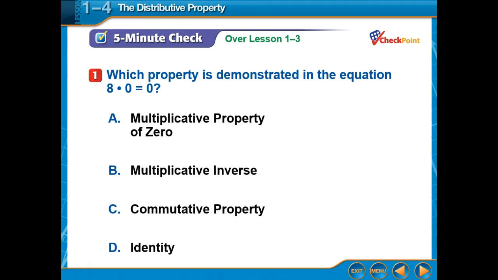Take a look at this problem. Pause the video on each problem and come up with your answer, and then we'll come back and give the correct answer and a short discussion.